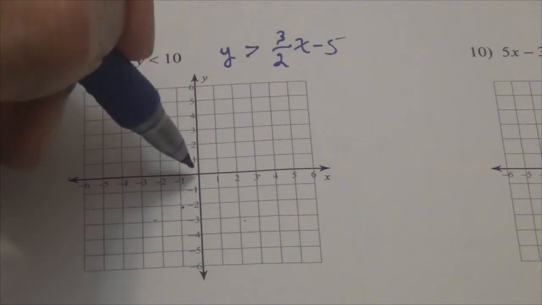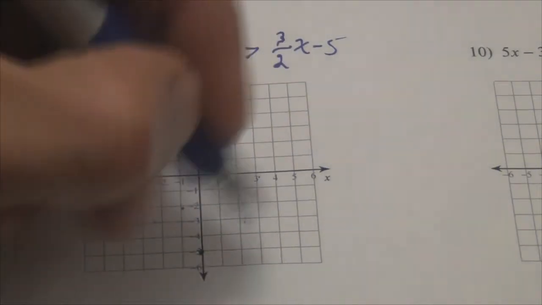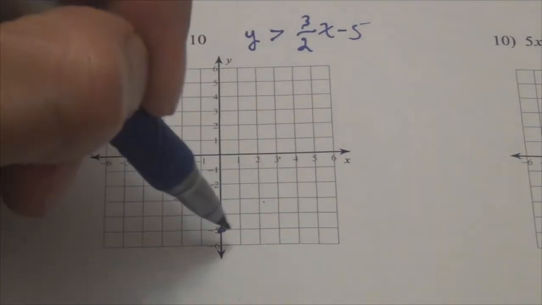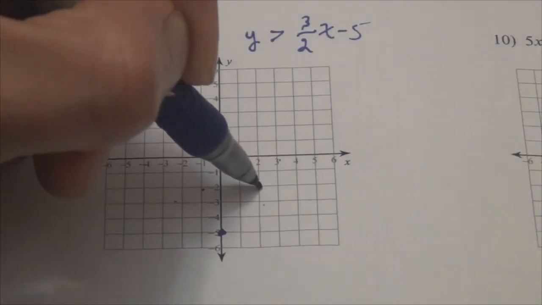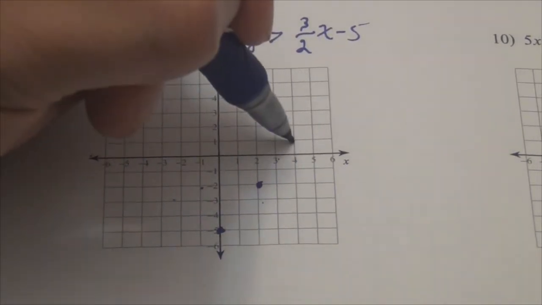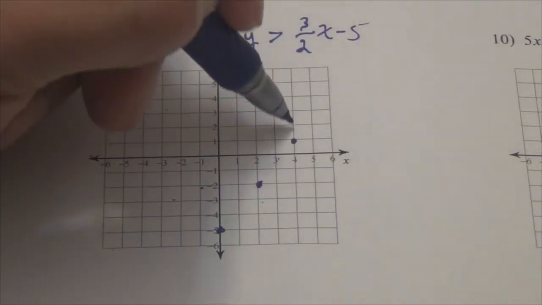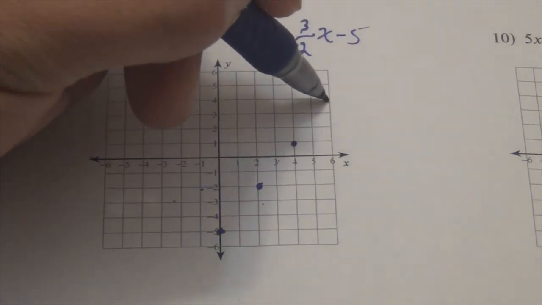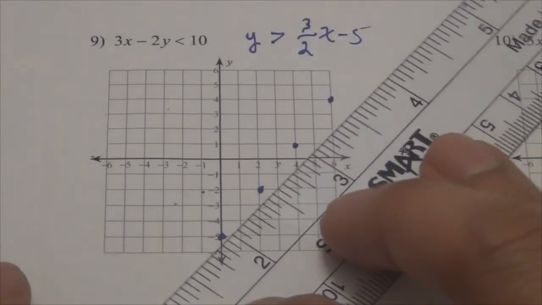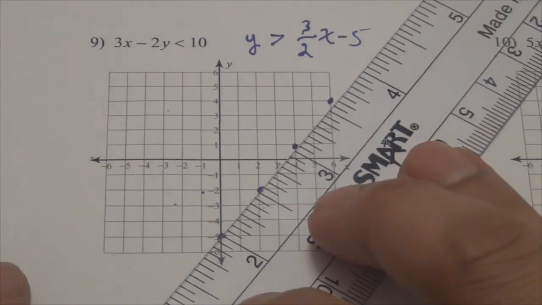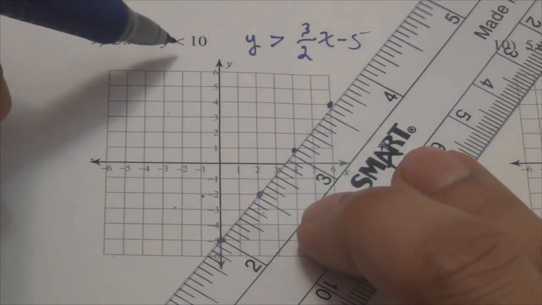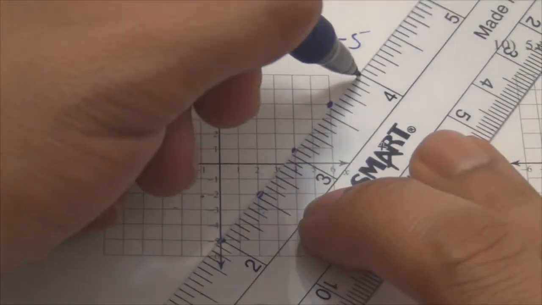So -5. So then it's going to be right here. -5. And now the slope is 3/2. So 1, 2, 3, 1, 2. 1, 2, 3, 1, 2. Okay? And now you trace the line. Is it going to be solid or dashed? Exactly, it's going to be dashed because it's a less than, not included.